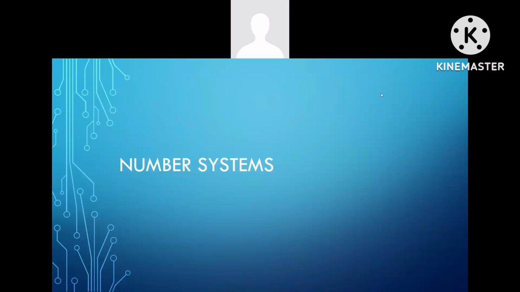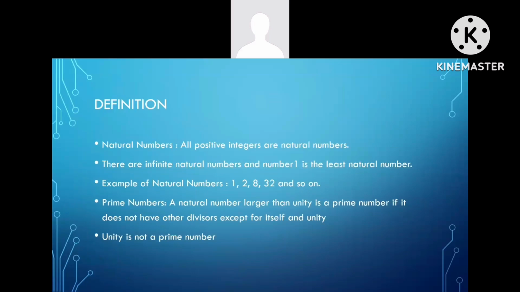Today I am going to discuss number systems. This is very much useful for all competitive exams. Next comes the definition of natural numbers. All positive integers are natural numbers. There are infinite natural numbers and number 1 is the least natural number. Examples of natural numbers are 1, 2, 8 and so on.